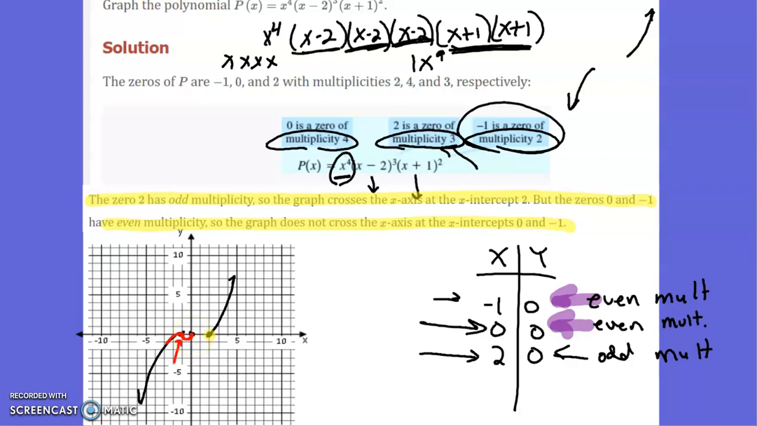And notice the same thing at 0. This is also an even multiplicity, so it does not change the value, and it goes back down again. What we really need to find is the value in between, at 1. If we plug the number 1 in, we end up getting -4.